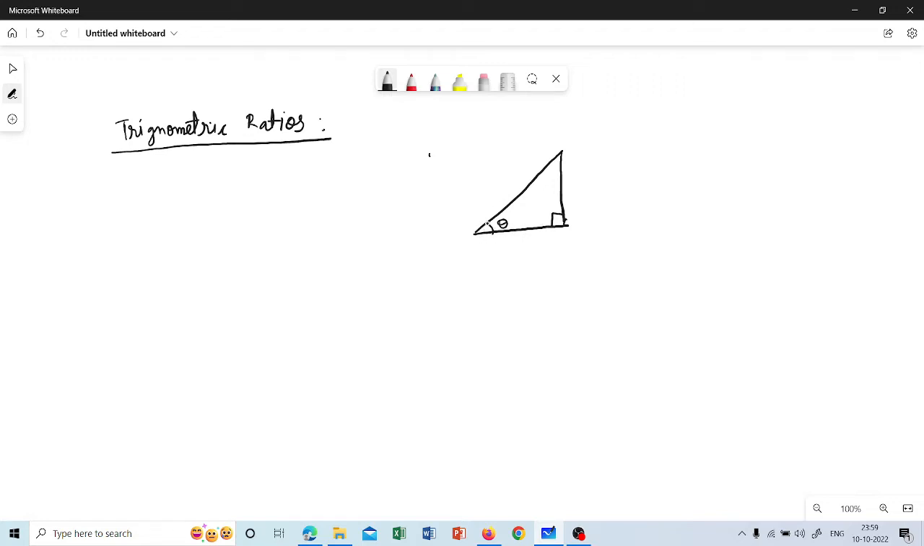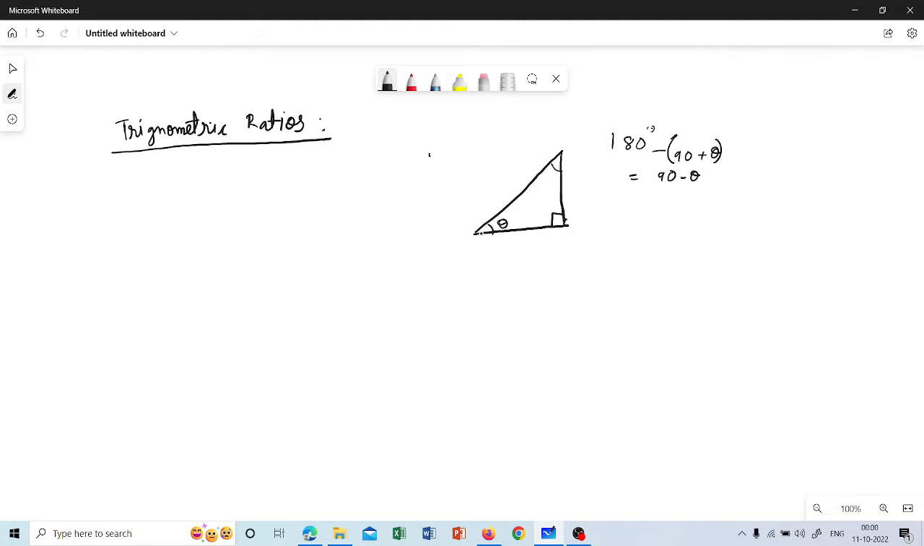This is 90 degrees. This angle, as you know from the angle sum property, the sum of all the angles in a triangle is 180 degrees. So it will be 180 minus 90 plus theta, which is equivalent to 90 minus theta. So this is the angle, but now I am not going to consider this one.